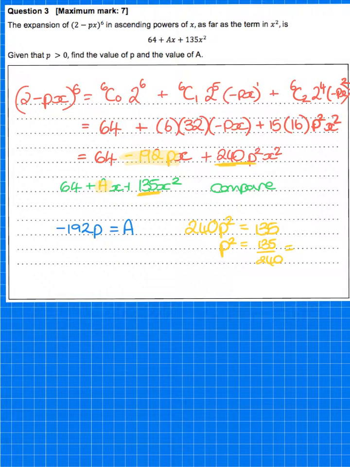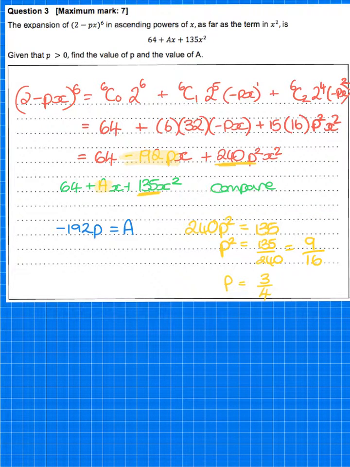Again, this is calc free, so it's testing you a little bit, but there's a common factor there of 15. 15 goes into 135 9 times. Might take you a little bit to work that out, but you should be able to do it with that calculator. 240 divided by 15, that's 16. So then to get p, we need to square root that. Okay, so when we square root that, we get 3 on 4.